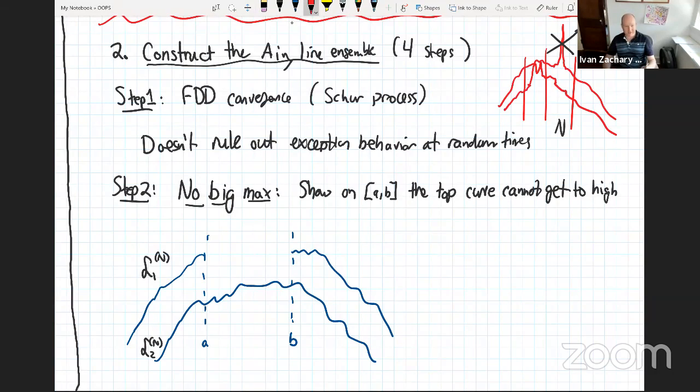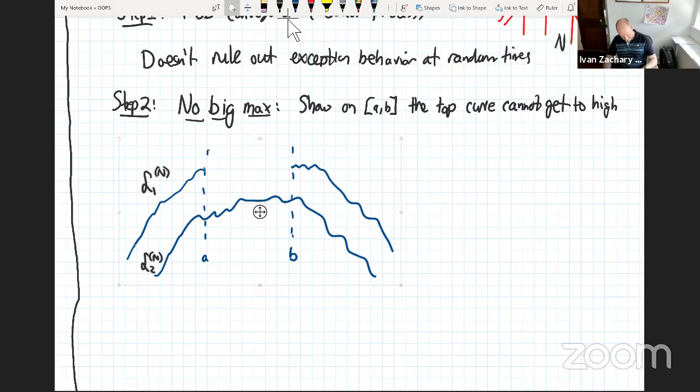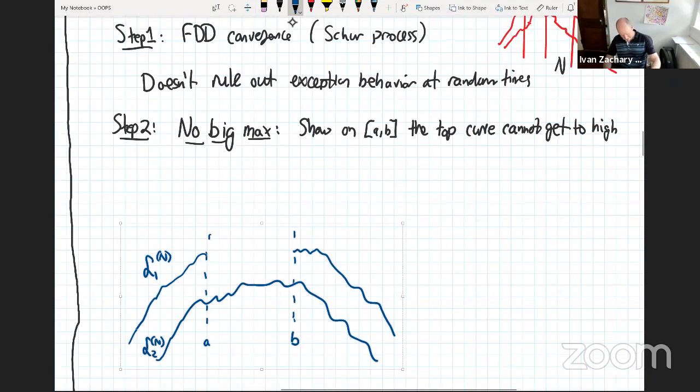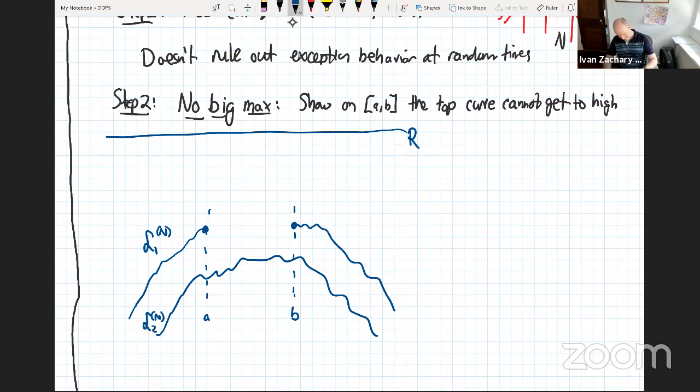Now, I want to rule out that the first curve gets too high. So let me identify what it means to get high. Maybe I should have drawn this with a little bit more space. Okay, so let's say that getting high is like going up to some really high level I'll call R. And I know that the values at these endpoints are not getting too high. And in fact, I know that they're also not getting too low. Okay, so I can argue that they're sitting between minus R and R at these deterministic points. And that's from finite dimensional distribution control.